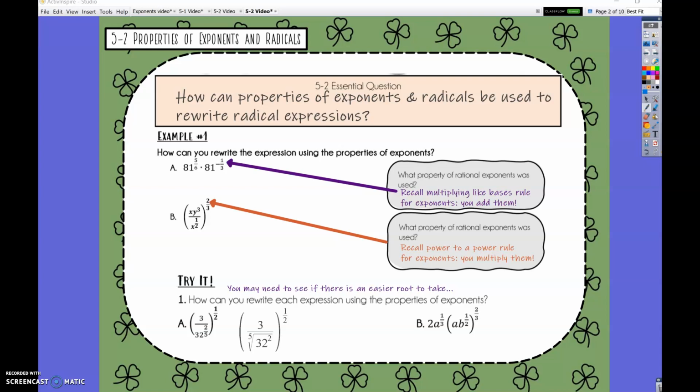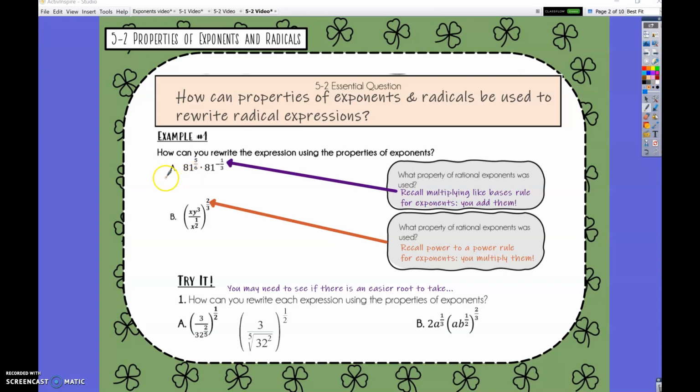In lesson 5.2, we're going to look at, again, more rational exponents, so more fractions in the exponents, and combining, multiplying, and rewriting them. So let's look at some properties here. We're going to use our properties of exponents. Recall that when we multiply like bases, we're going to add the exponents.